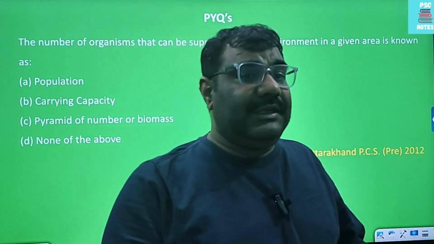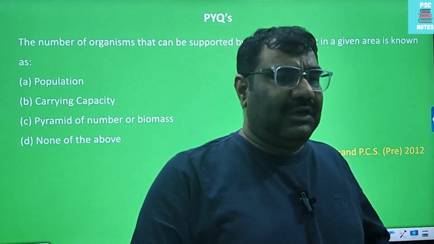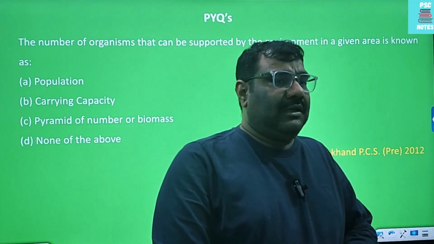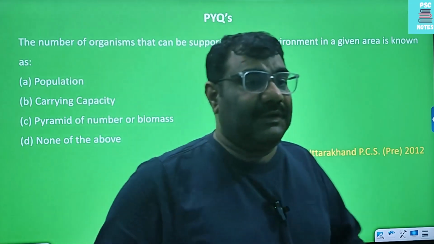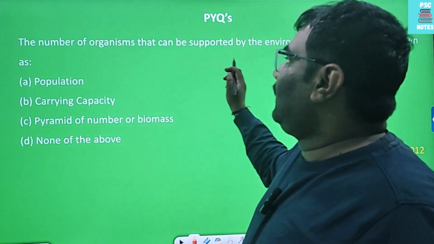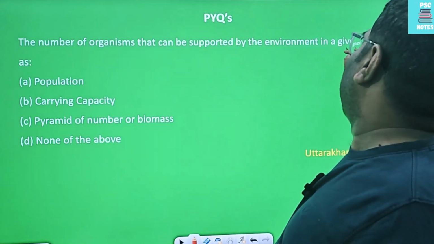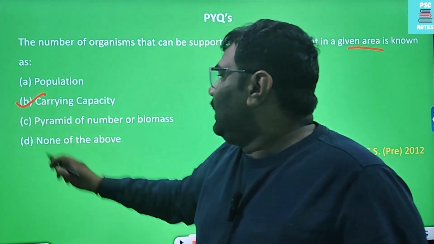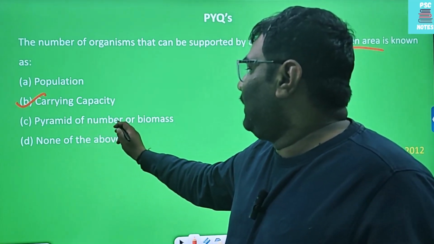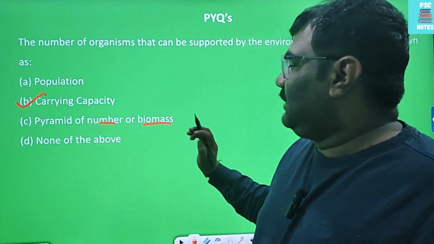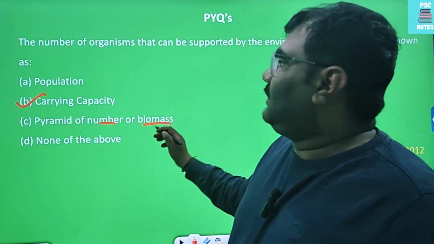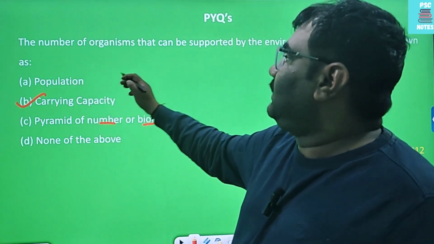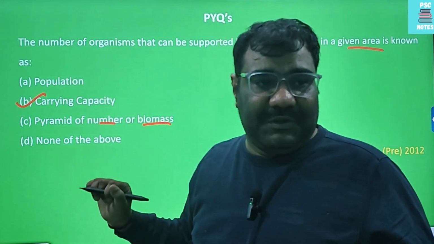See, now we will see a few PYQs. There are only two questions which have been asked from carrying capacity. The first question is: the number of organisms that can be supported by the environment in a given area is known as, we already know, carrying capacity. See, pyramid of number or biomass, it is a different concept. Okay, population is the number of individuals.